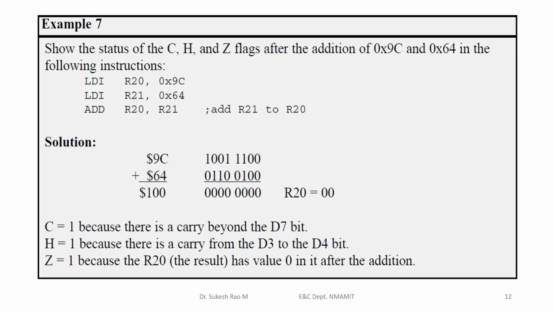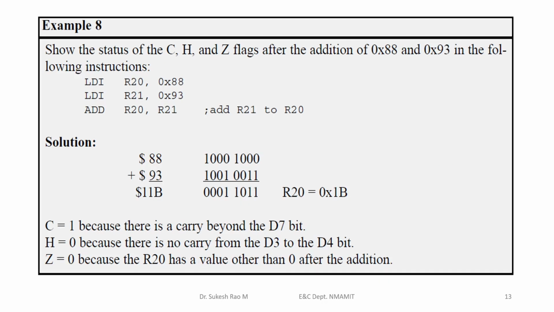Here is another example, you can just work out. Given a certain value here, add it, and you just see here the result is 0. So that's why the zero flag is set to 1. Another example similar to that.